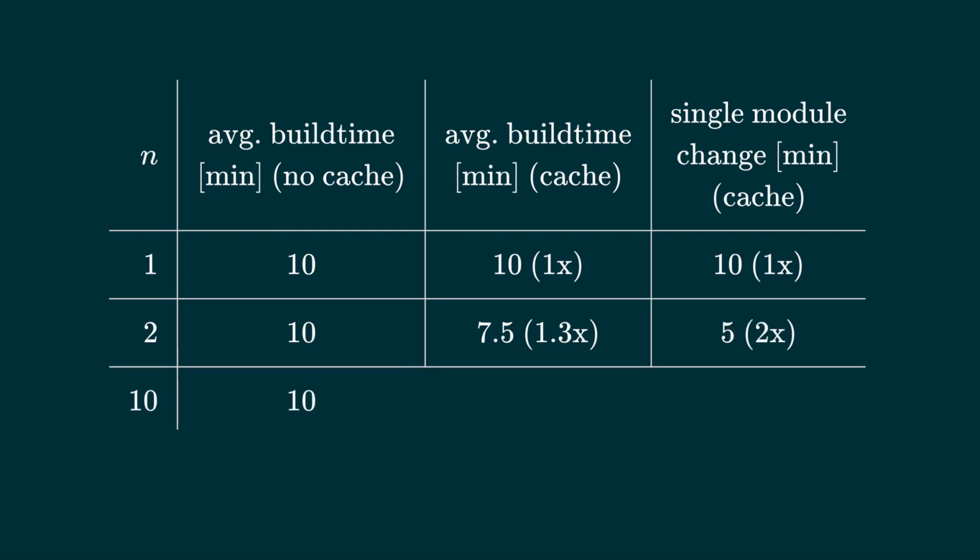Let's divide the code into 10 modules and assume that on average 30% of the modules need to be rebuilt. Now your average build time is around 3 minutes, which is 3.3 times faster. A single module change is 10 times faster.